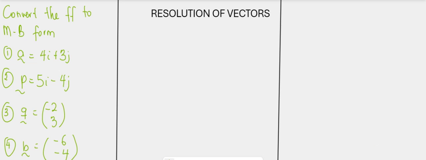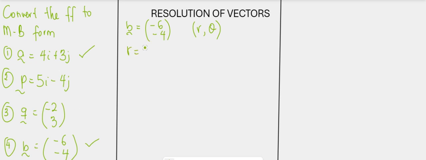Hello friends, let's look at the last one, the vector b, -6, -4. We want to resolve this, make it into magnitude bearing form. R, which is the magnitude, theta, which is the bearing. Now I already did this one, so I'll just do this one, and then I'll leave these two for you.